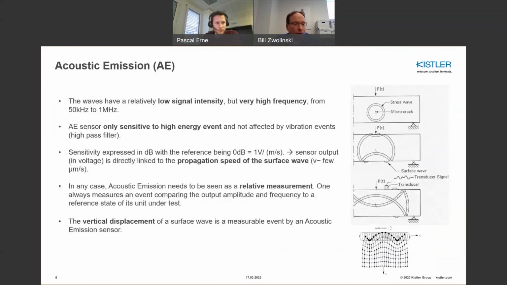Again, the surface acoustic wave is a very low intensity wave, but it's a very high frequency. And so it's 50 kilohertz to 1 megahertz. So it's not in the audible range. You're not listening to an acoustic emission signal.